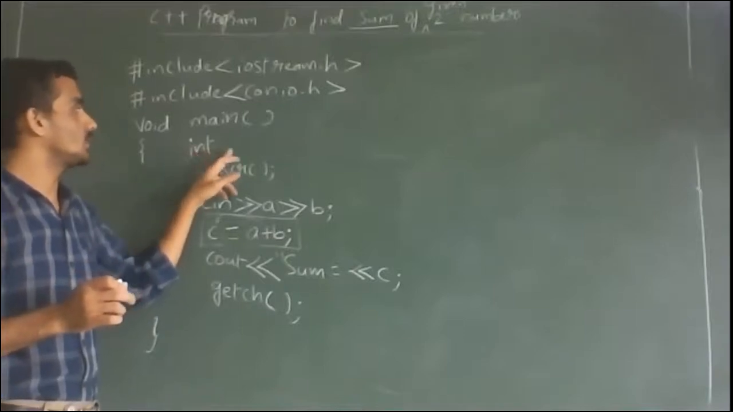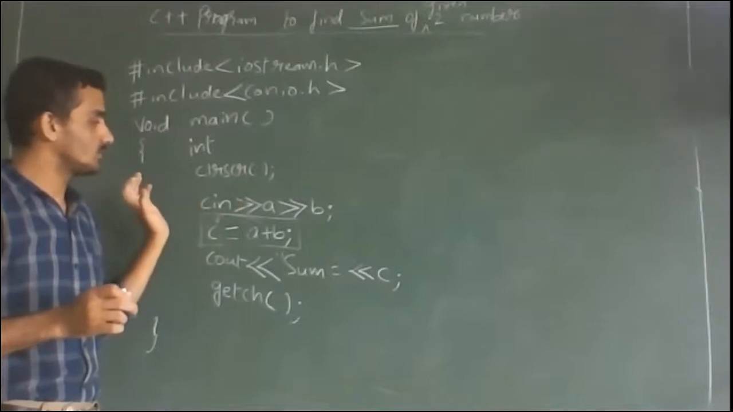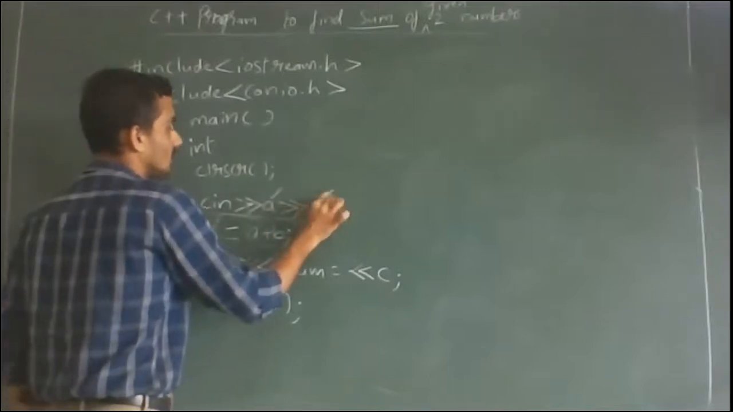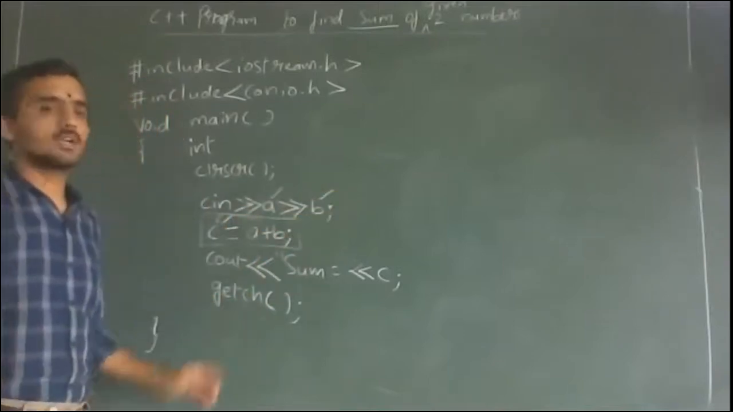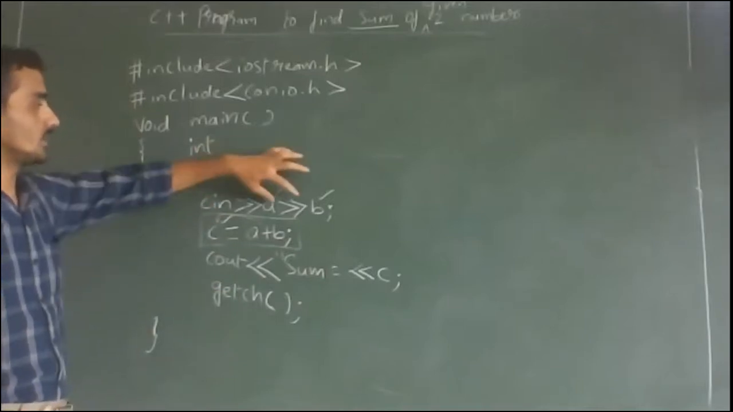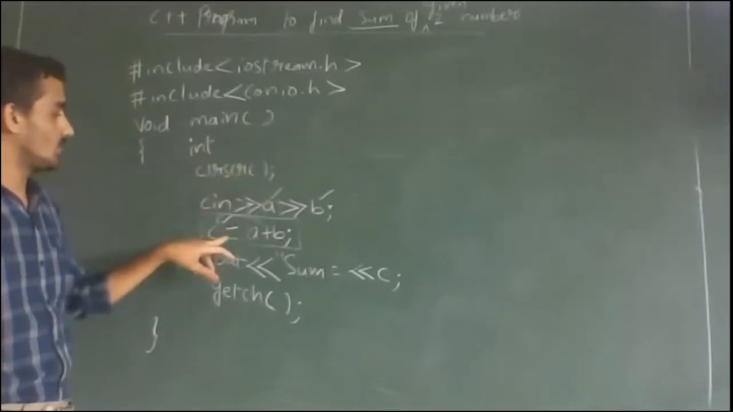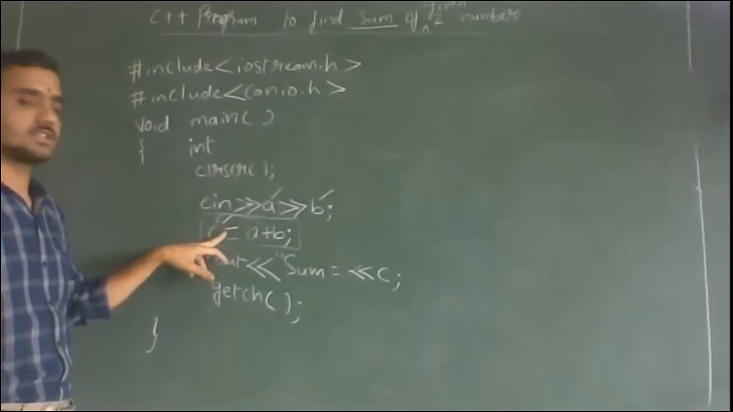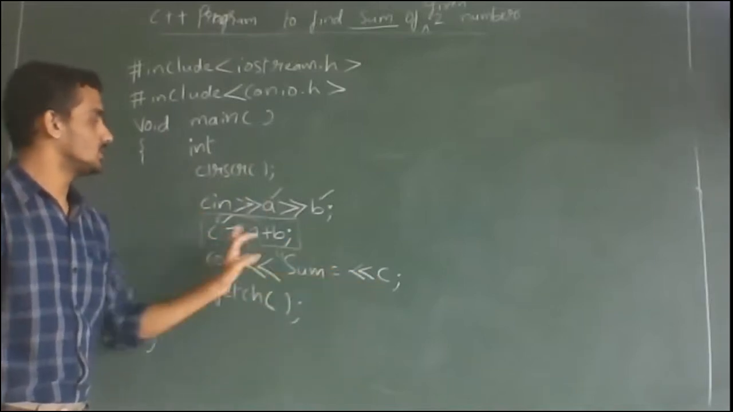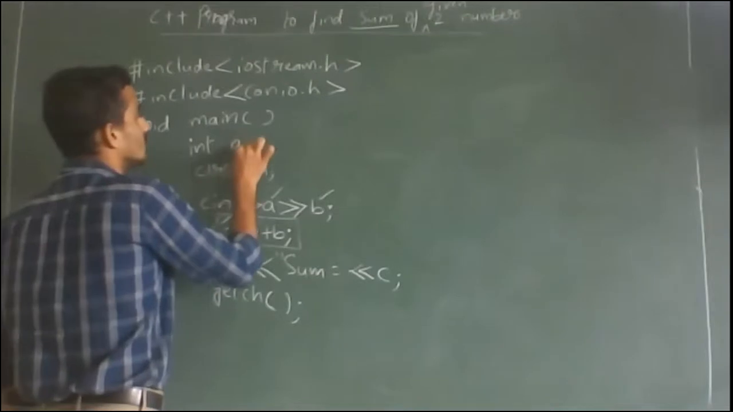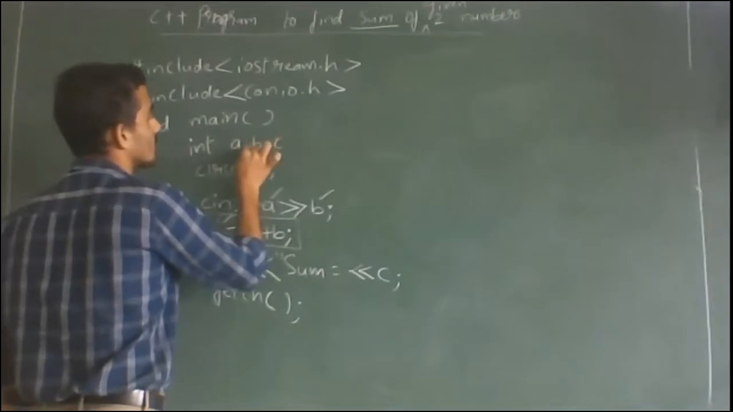After int word, you have to use some space. Then what variables were used here? A, B, and C. All the variables you have to write in declaration statement. So two variables are present in cin statement. One variable is present in calculation as well as output statement. Okay. So all the variables you have to write separating it by comma: A, comma B, comma C.